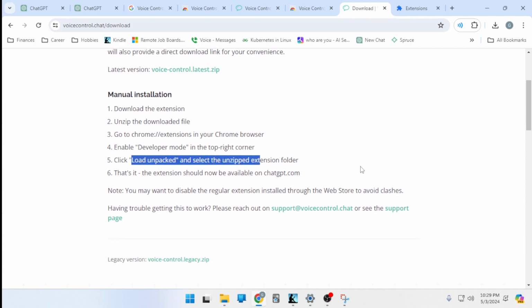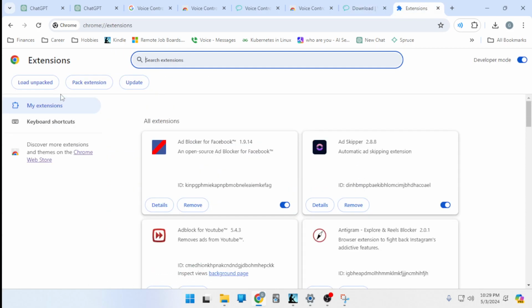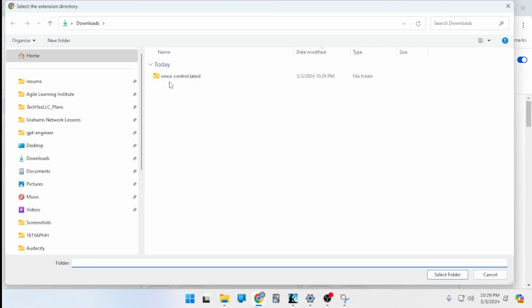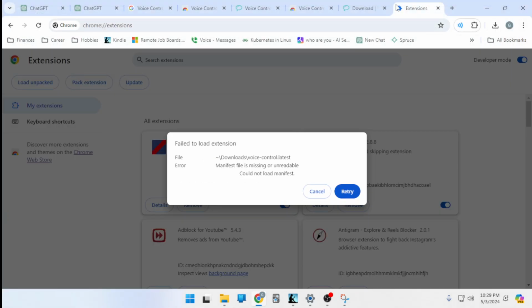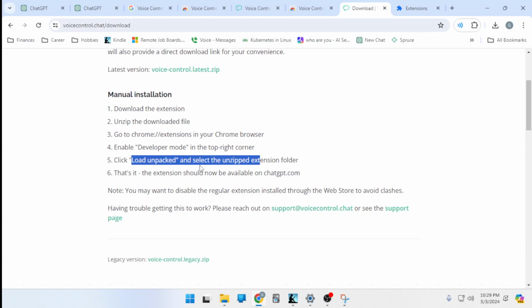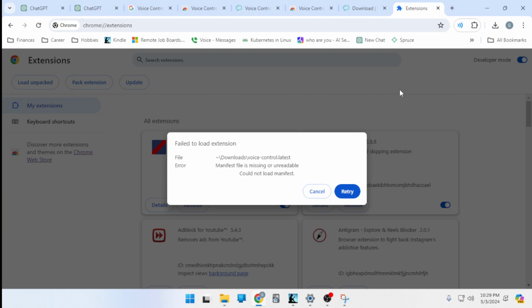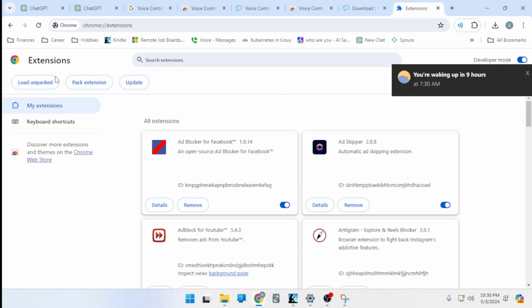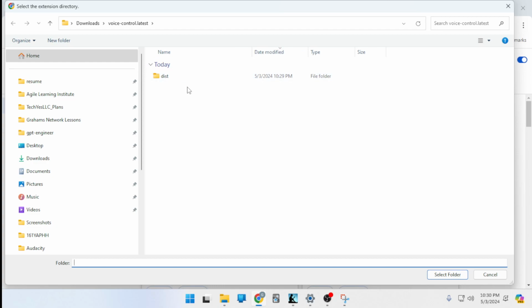So then the next part is load unpacked. There we go. And then we'll click the folder there, select folder. Okay, and then that's it. It should now be available. Okay, so it's not seeing a manifest file, so I think I selected the wrong folder.